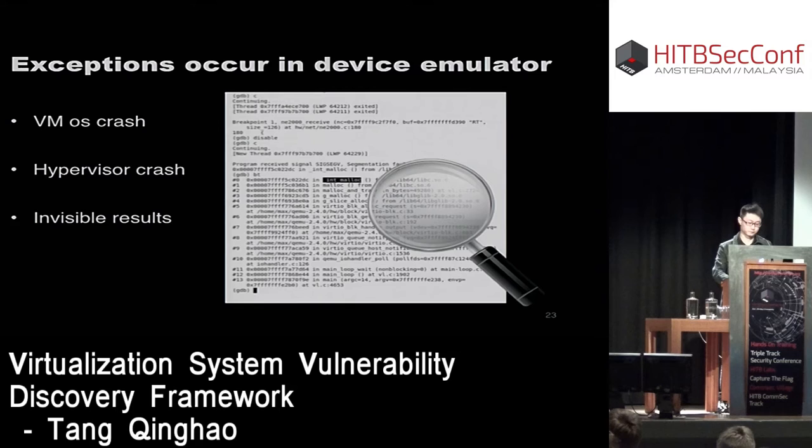A guest machine system crash is more obvious to detect, and it's often caused by serious vulnerabilities triggered in the virtualization system, such as heap overflow, double free, or use after free, and so on. And the invisible results can only be recorded by analyzing guest system logs.